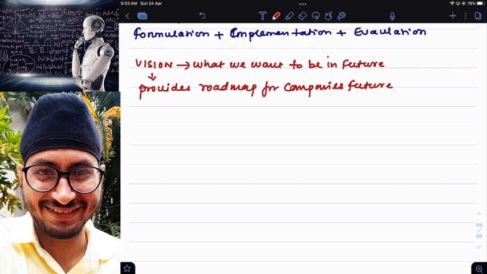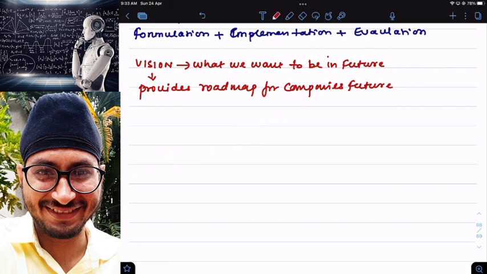Today I'm here. I want to reach this position. From here I want to reach here. That is called a roadmap. The steps I take to reach the top position is called a roadmap.